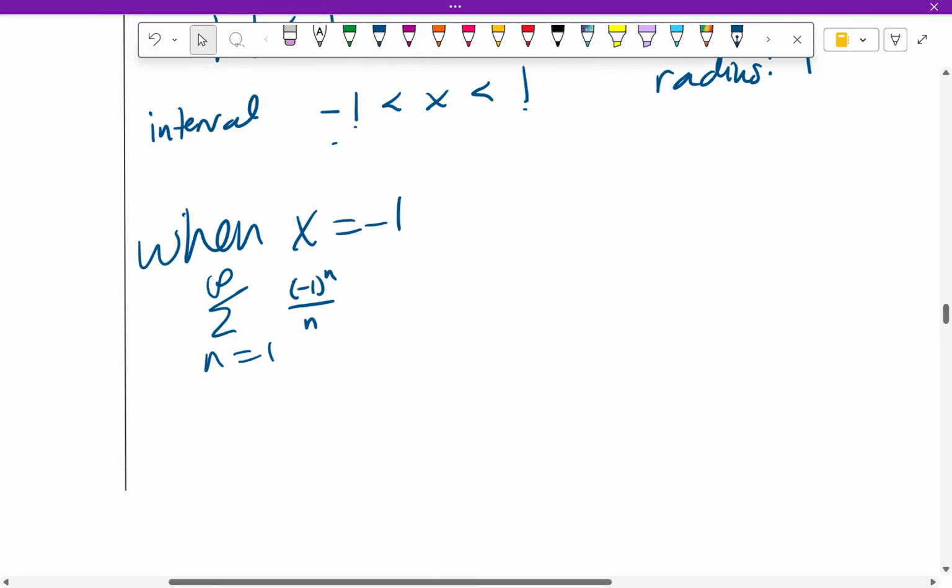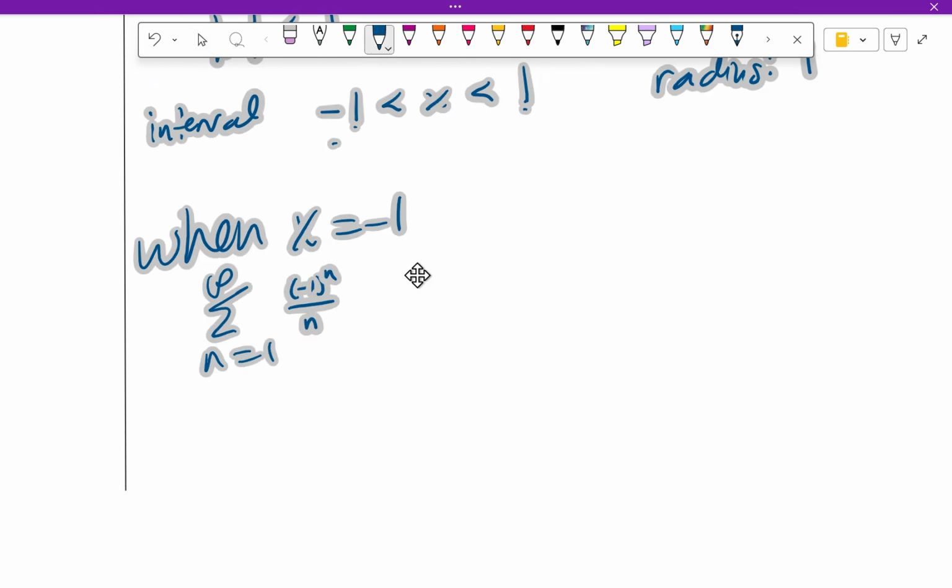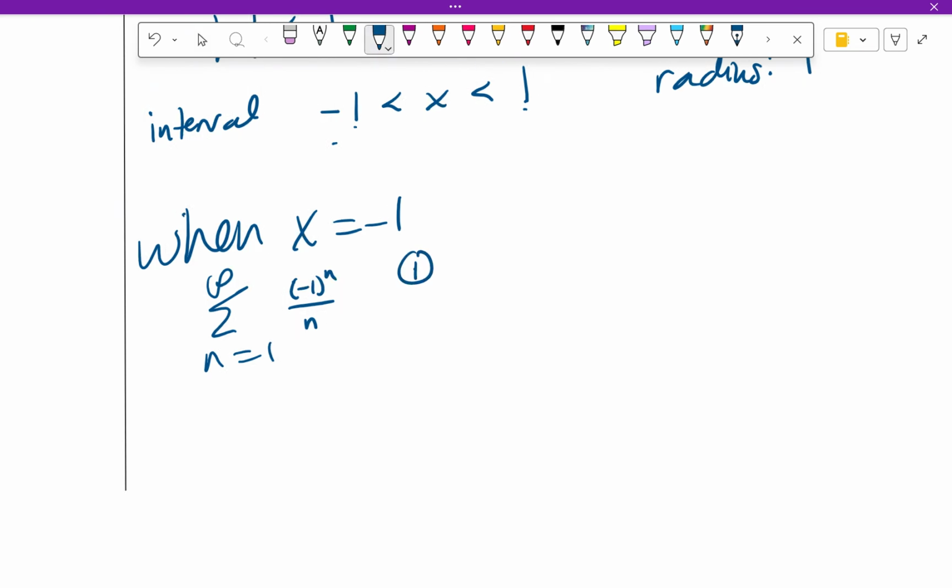Okay, you guys know this stuff. We haven't done it in like a week or so, but you know it. You had to memorize it. What test are we going to use? Alternating. Why alternating? Because there's a -1. So I'm going to go alternating. All right, so alternating starts with the limit as n approaches infinity of my series, but I ignore the negative, right? So 1 over n.